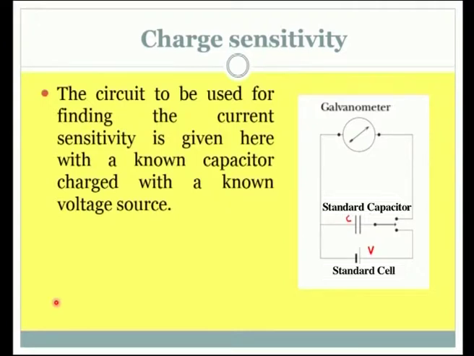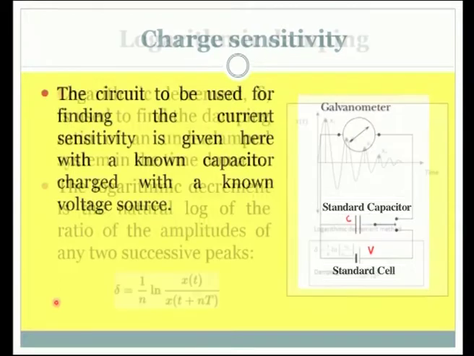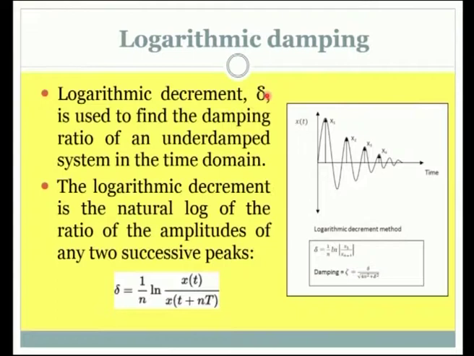When oscillation is happening, we have to find out in what way the oscillation is happening, whether it is decreasing with successive oscillation. So, based on that we have a mechanism called the logarithmic decrement calculation. So, that is what I am going to discuss now. The logarithmic decrement delta is used to find the damping ratio of an underdamped system in the time domain.